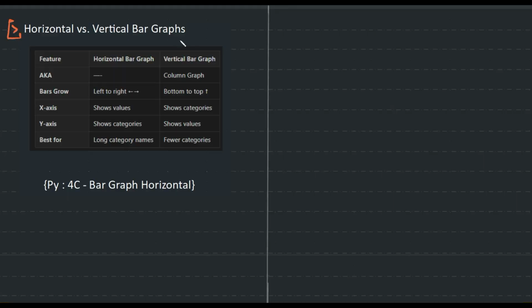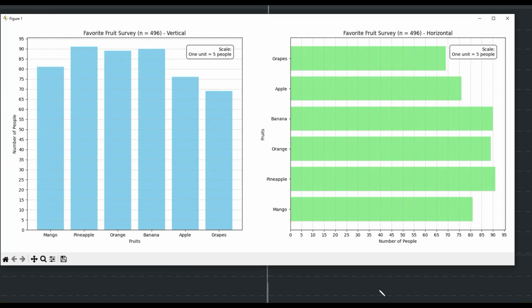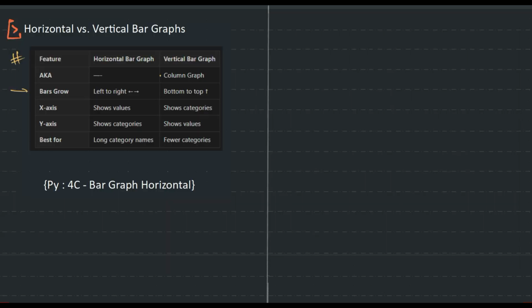So let's note down a few of the commonsensical differences. One thing that I want to add is vertical bar graphs are also known as column graphs. In a horizontal bar graph, the bar grows left to right, while in the vertical bar graph, the bar grows bottom to top. So vertical has to do with bottom to top. Horizontal has to do with left to right. Keep that in mind.